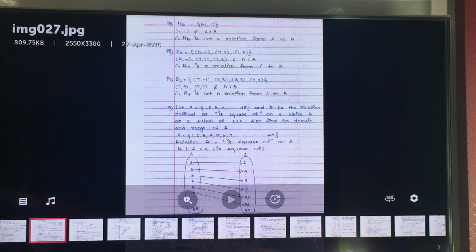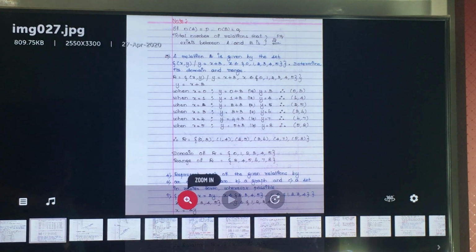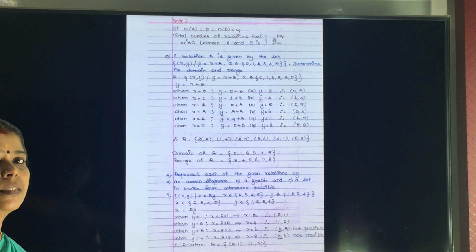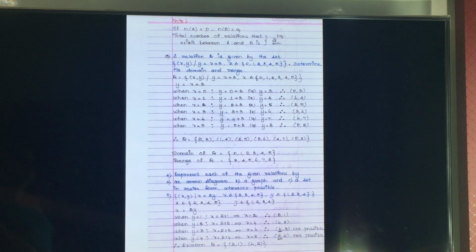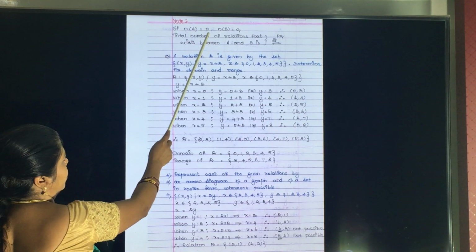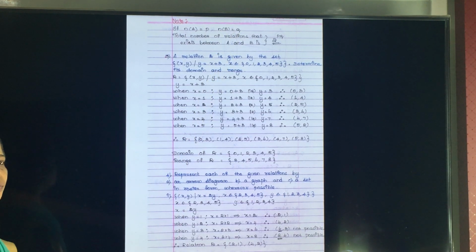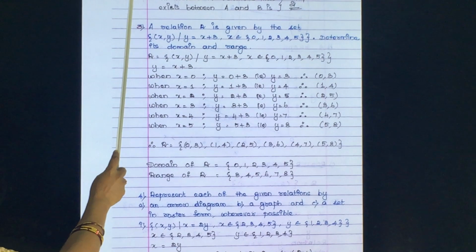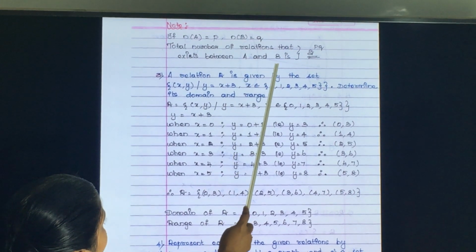Now let us pass on to the next sum. Before seeing the next sum, there is a note given for you. Note: if n of A equals P, n of B equals Q, total number of relations that exist between A and B.